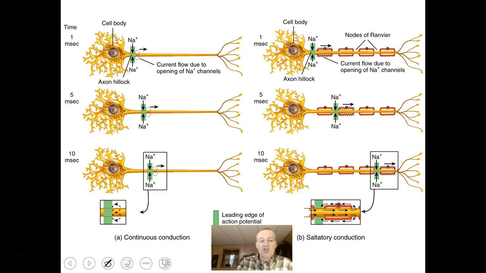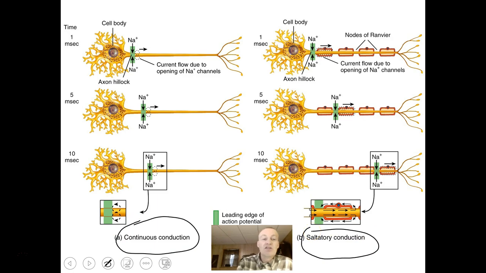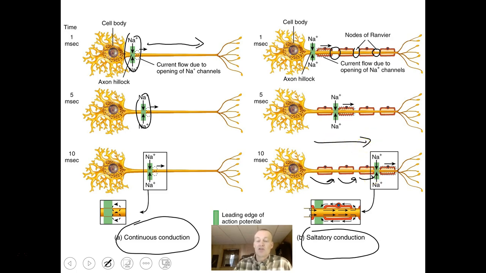So this is just showing you the continuous conduction versus saltatory conduction. In continuous conduction, the voltage-gated sodium channels all have to open up along the length of the nerve cell. So it's very slow to occur, and it occurs at, say, 2 miles per hour. But if you do the saltatory conduction, it's only the voltage-gated sodium channels located in between the gaps that are going to open up, and so that allows you to jump from node of Ranvier to node of Ranvier, and that speeds the conduction very rapidly.